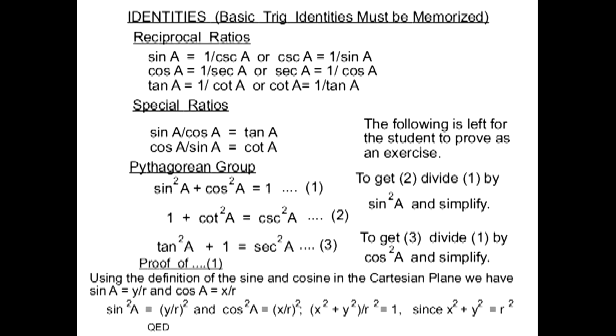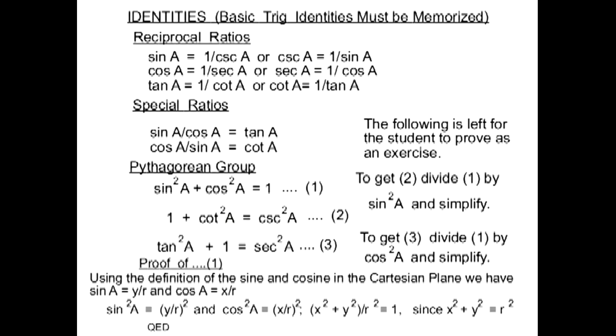So continuing with the rest of the list, cosine A equals 1 over secant A, and tangent of A is equal to 1 over the cotangent of A. You can turn these around too, and use the fact that cosecant of A is equivalent to 1 over the sine of A.